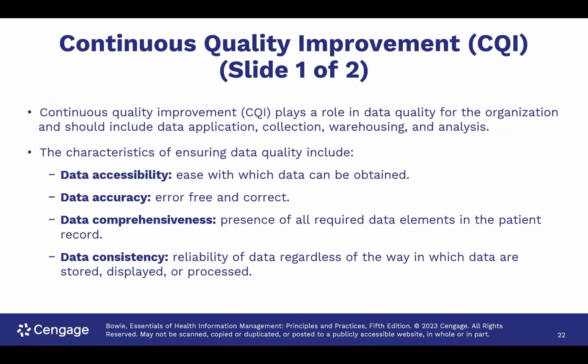CQI is a term that's been around a long time, continuous quality improvement. And this is a way that we monitor the quality of data. We don't just collect it and assume that it's fine because we got everything straightened out initially. We need to continuously monitor the data and make sure it's accessible, that it's accurate, that it's comprehensive, right? That we're collecting all the data that we need and that it's consistent.